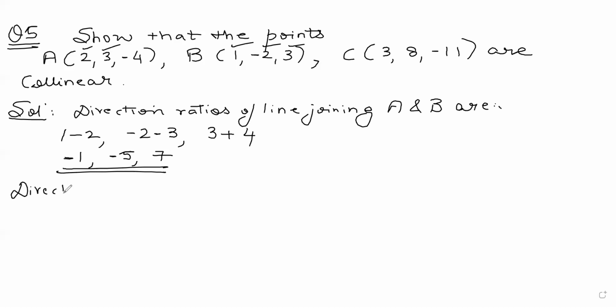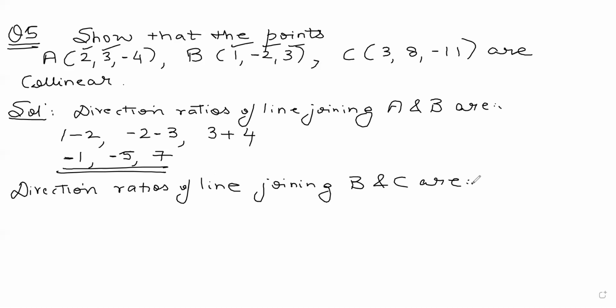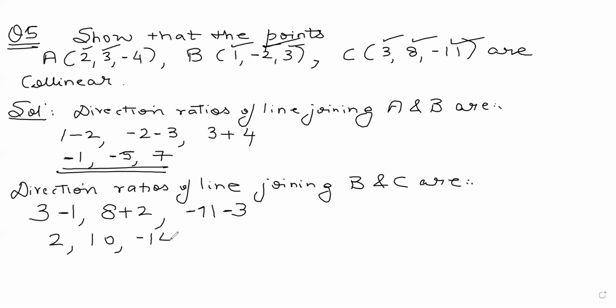Similarly, guys, what are the direction ratios of the line joining the points B and C? 3 minus 1, comma 8 minus of minus 2, which makes it plus 2, minus 11 minus 3. So this makes it 2, 10, minus 14.